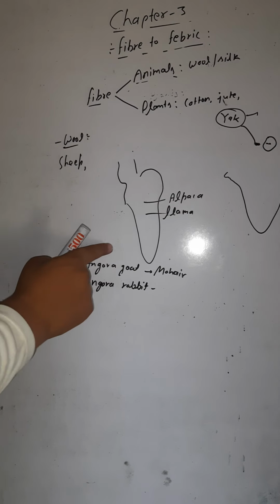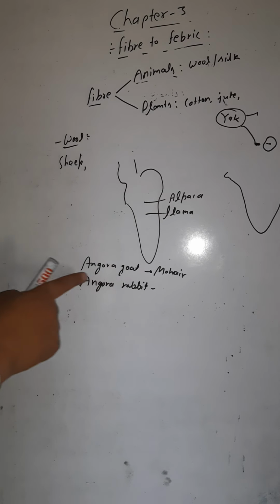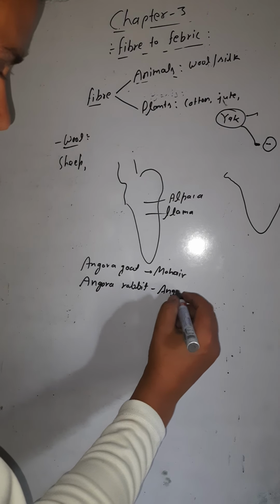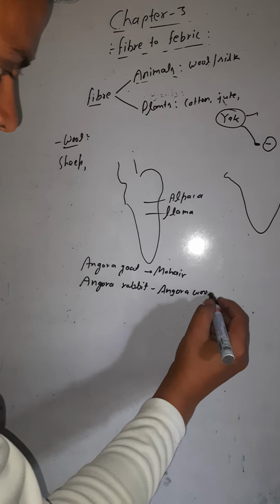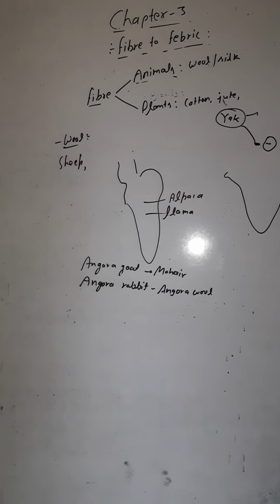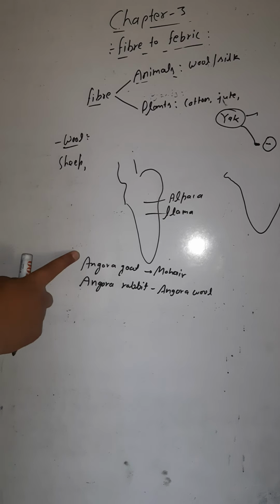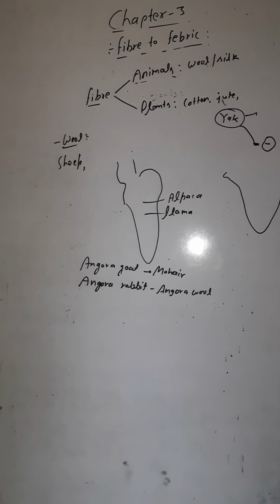You would find two things here: angora goat and angora rabbit. From the angora goat you would get the mohair wool, and from the angora rabbit you would get the angora wool. That you have to remember, angora wool. So these are the two different types of fiber that we get from two different animals. The angora goat we can find in the Jammu and Kashmir region.